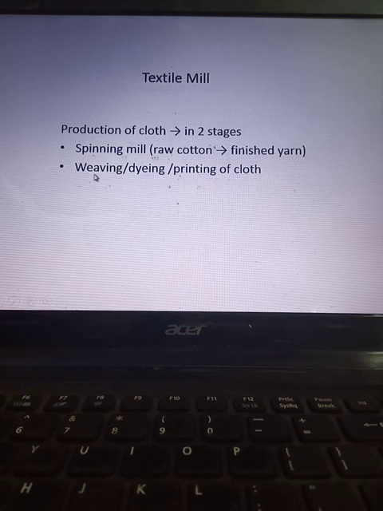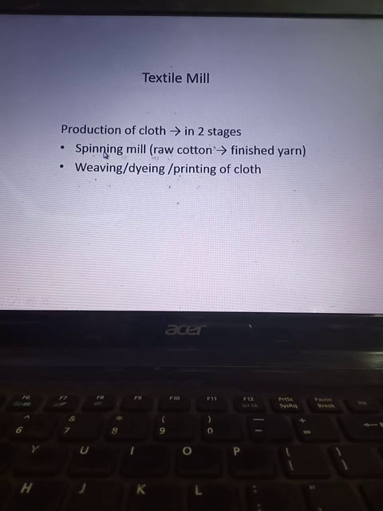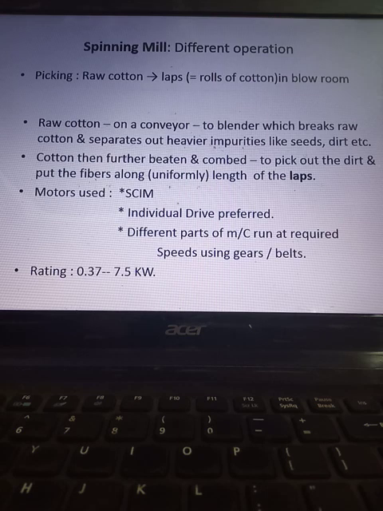Now, keeping this in mind, we will try to understand the process of making the cloth and the drives employed at different stages for different activities. So the first one is the spinning mill. We look at the different operations involved here.